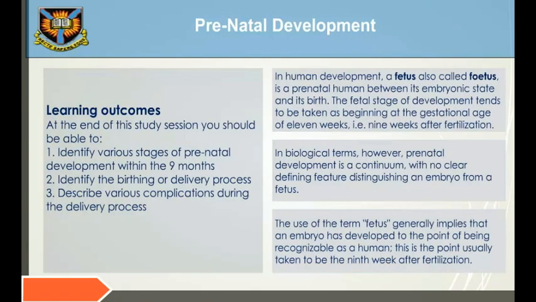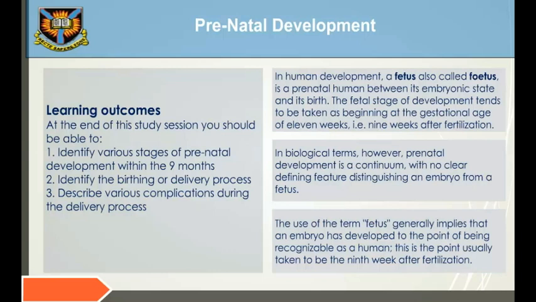Prenatal development. Learning outcomes. At the end of this study session, you should be able to: 1. Identify various stages of prenatal development within the 9 months. 2. Identify the birthing or delivery process. 3. Describe various complications during the delivery process.